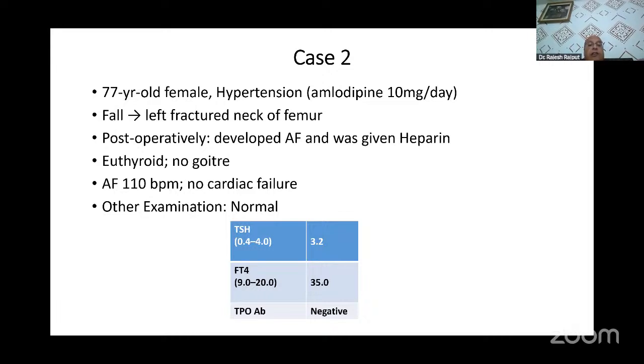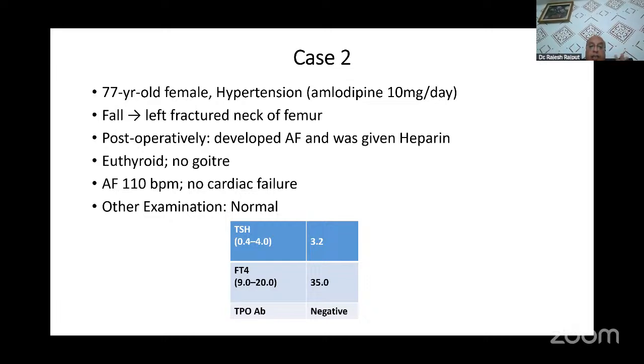A 77-year-old female suffering from hypertension, receiving amlodipine 10 milligram a day. Patient recently had a fall, developed a fracture of the femur on the left side. Post-operatively, patient developed atrial fibrillation, and then heparin was also started. Patient is euthyroid, no goiter, AF, heart rate of 110 beats per minute, rest of the examination is normal.